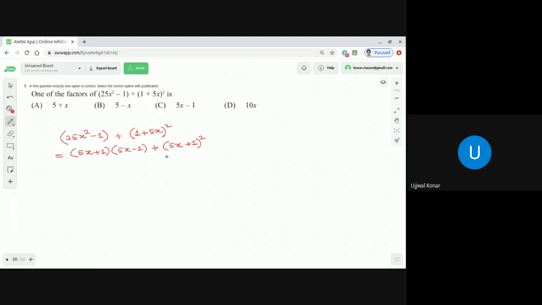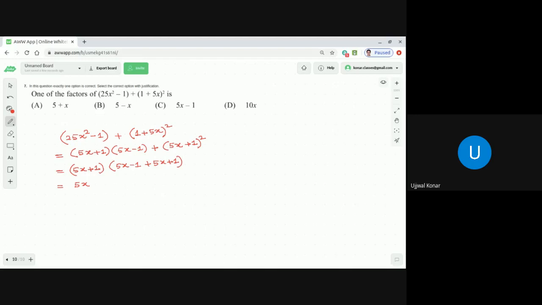What about that? So then you can take 5x plus 1 common between these two. Correct or not? So what we get? 5x minus 1 plus 5x plus 1. Correct or not? Yeah. So complete it properly. Why you conclude that 25x square minus 1 is equal to 5x plus 1 into 5x minus 1, and after that I take a decision 5x minus 1.